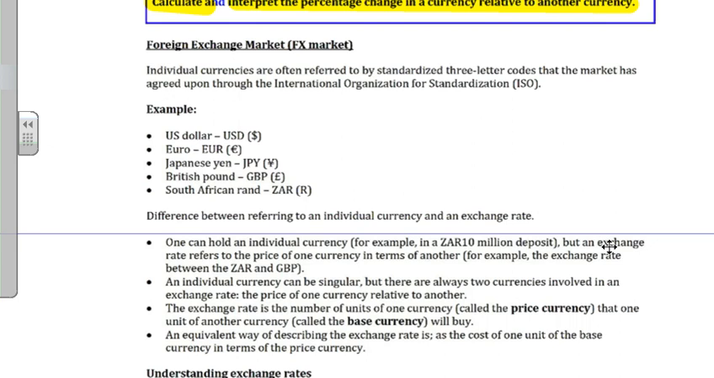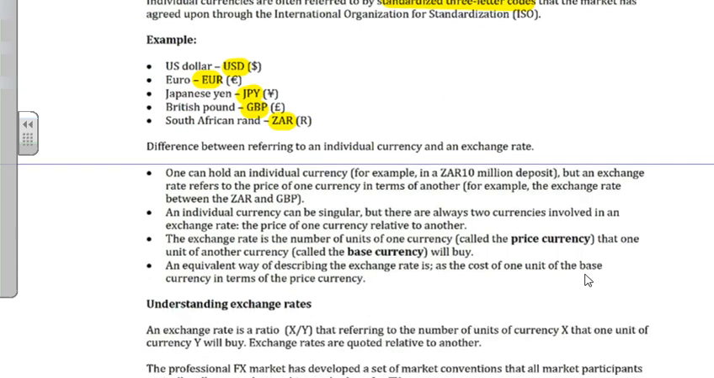Most times currencies are denoted by their standardized 3-letter codes: USD for dollars, EUR for euro, JPY for yen, GBP for pound, and ZAR for the rand. And let's just say, by way of example, one can hold an individual currency, for example, a 10 million rand deposit. An exchange rate is then the rate at which we would exchange between currencies, for example, between ZAR and GBP.